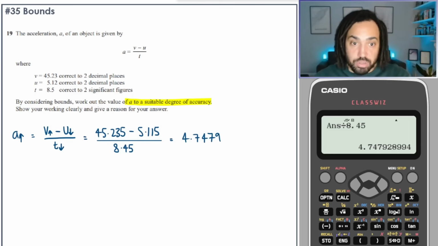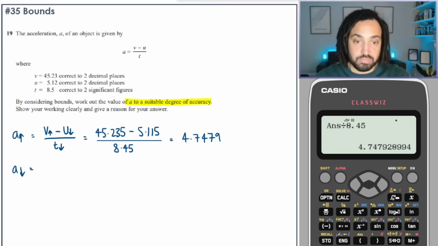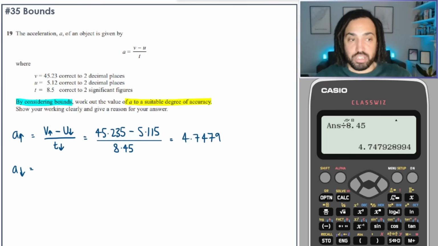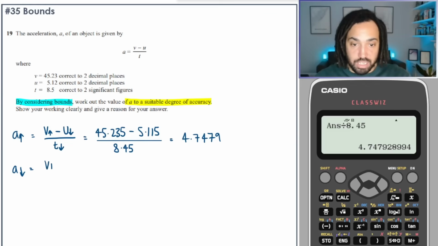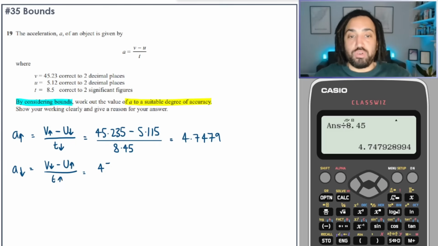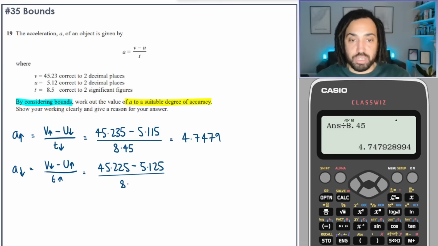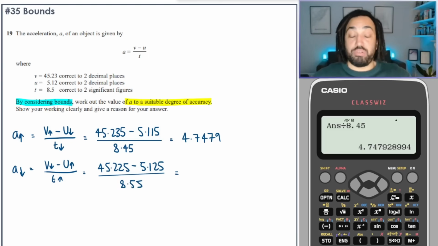Okay, and then what we have to do is we have to do the lower bound. And the reason why I know this is because it says by considering bounds. So I've got to find both the lower and the upper. Okay, so the lower of A would be V lower minus U upper over T upper. So that would be 45.225 minus 5.125 over 8.55. There's lots of opportunities to make mistakes here.